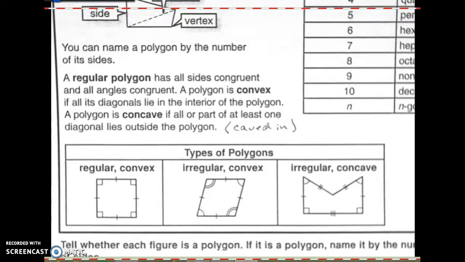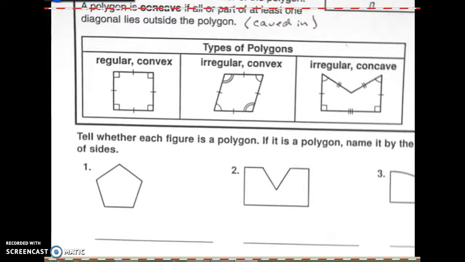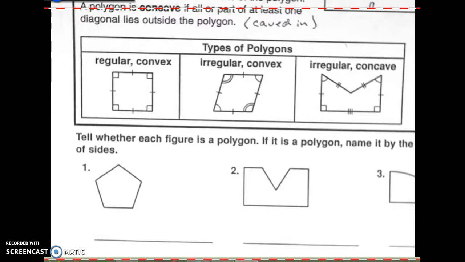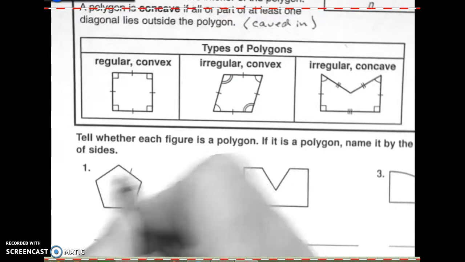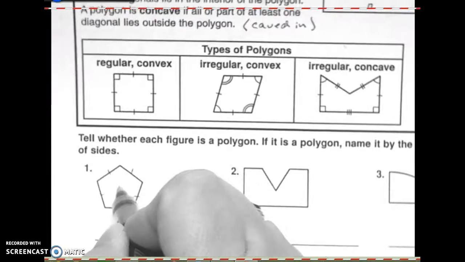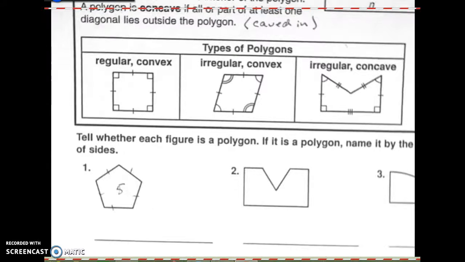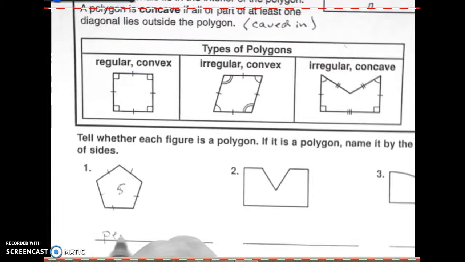So as I'm looking at my figures and I want to tell whether they are polygons or not and name them. So first I'm trying to see, is it made up of straight line segments? There's no crisscrossing of the lines. So figure number 1, yes, it is a polygon. I need to count the number of sides. 1, 2, 3, 4, 5 sides. It's a 5-sided polygon. I look up in my chart, and that is a pentagon.